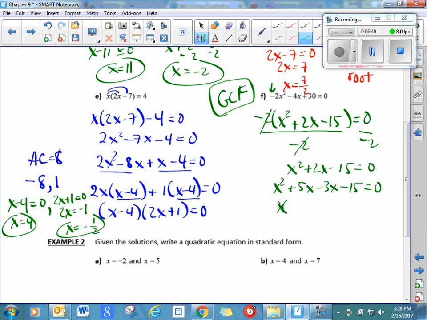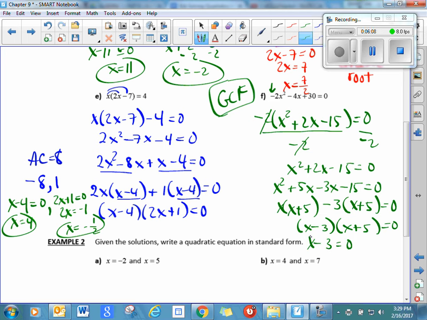Pull out your common factor. Your GCF for this one would be x. For this one, you pull out a negative 3, and you end up again with the x plus 5 equals 0. And your final factoring step will leave you with these two factors equaling 0. Your final solutions are going to be x is equal to positive 3, and x is going to equal negative 5.